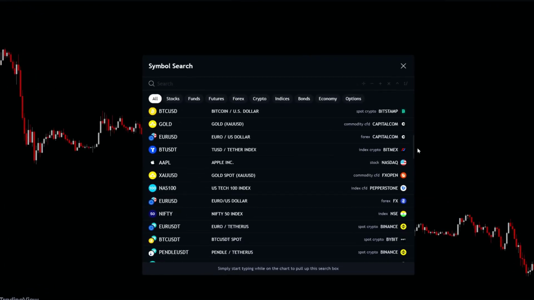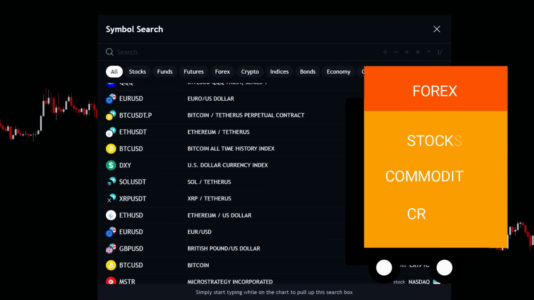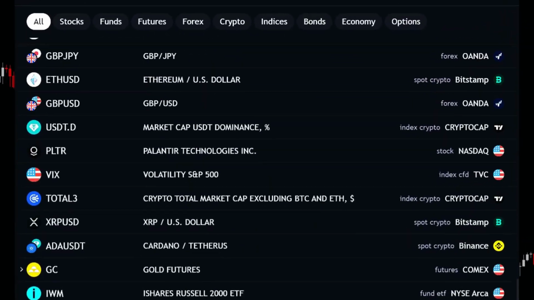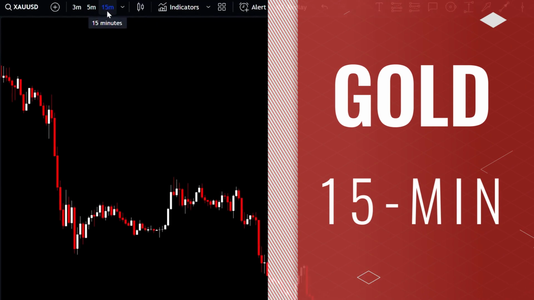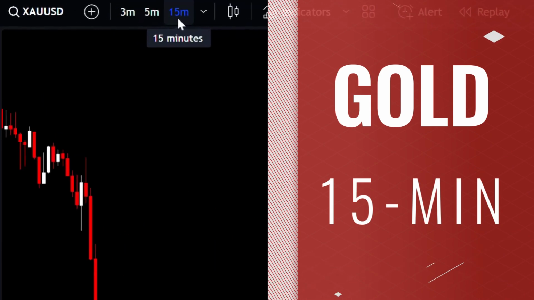This powerful trading strategy can be applied to virtually any market: forex, stocks, commodities, crypto, you name it. For this demonstration, we'll be focusing on a classic matchup of gold versus the US dollar on a 15-minute time frame. This time frame allows you to capture short-term movements, which can be incredibly valuable for active traders.